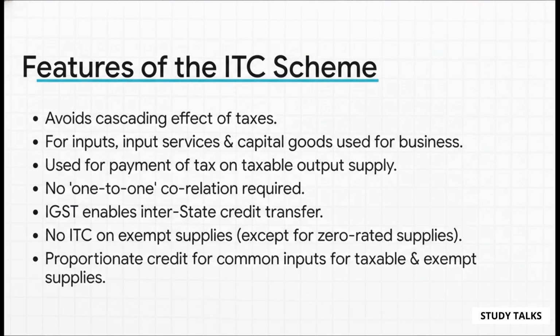All right, here are the main features you need to know. First, its number one job is to stop taxes from cascading. You get credit on pretty much everything you buy for your business: inputs, input services, and capital goods. You then use that credit to pay off your output tax. Now, a really critical point. You don't have to match every single input to a specific output. The credit just goes into a common pool. IGST is the magic key that allows credit to flow seamlessly between states.